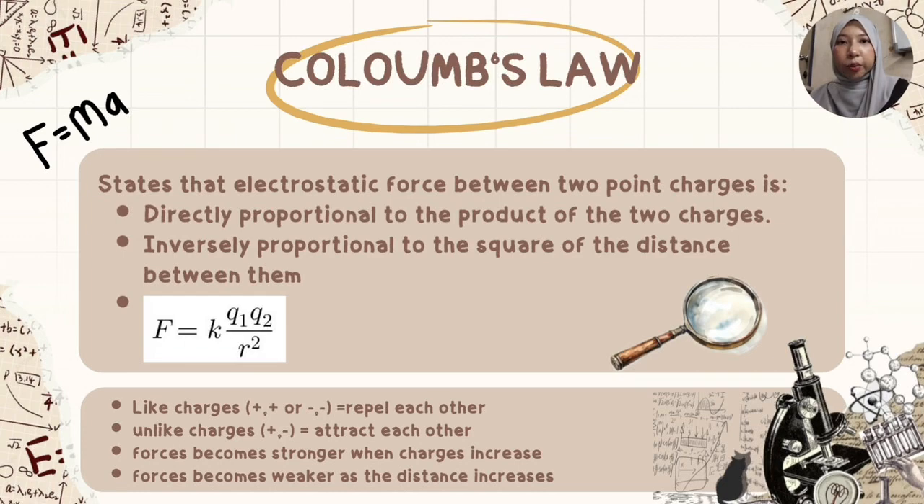The force is directly proportional to the product of the charges, meaning larger charge produces a stronger force. It is also inversely proportional to the square of the distance, so as the distance increases, the force decreases rapidly. Like charges repel each other, while unlike charges attract each other. Coulomb's law is the foundation for understanding electric fields and electrostatics.